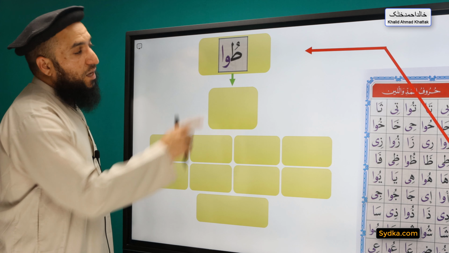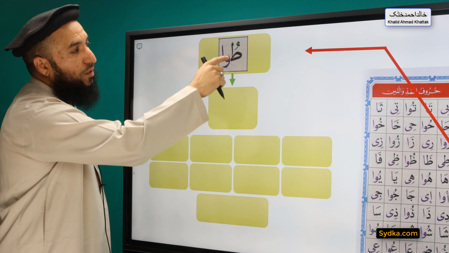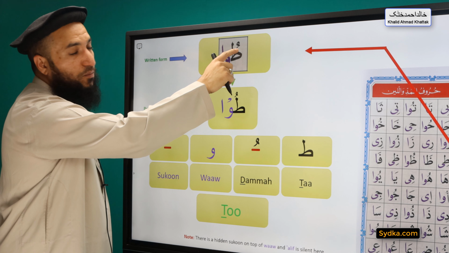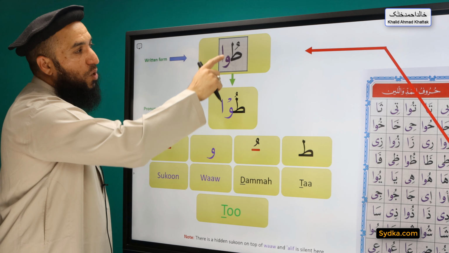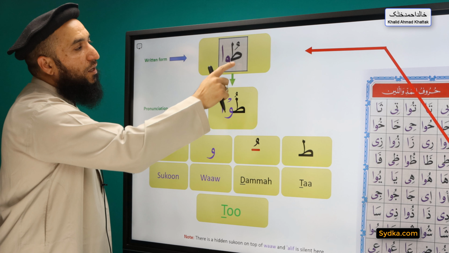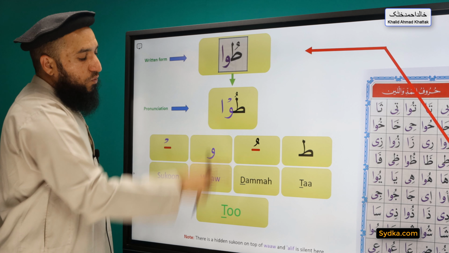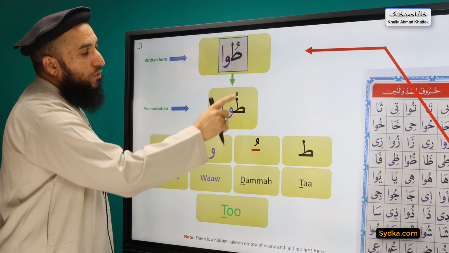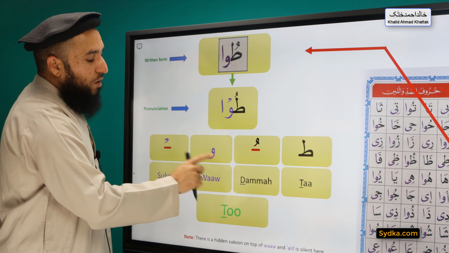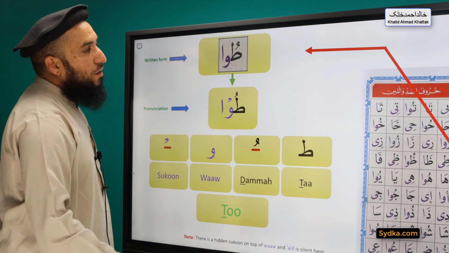So the next syllable we have is Ta dhamma waw sukun. Ta is a heavy letter. It has dhamma on top of it, followed by waw. Waw has a sukun, hidden sukun, and this alif is silent. Ta dhamma waw sukun. Tu.